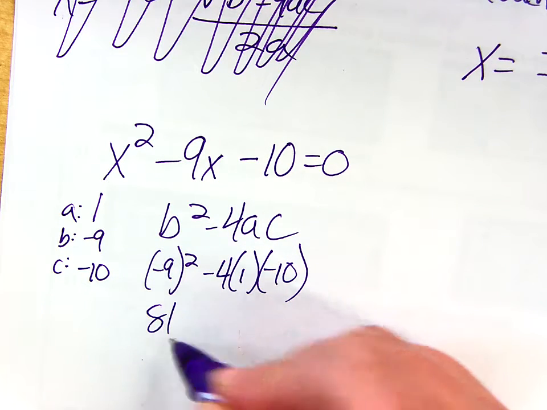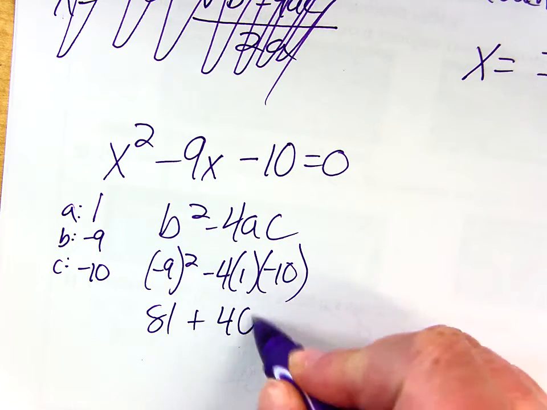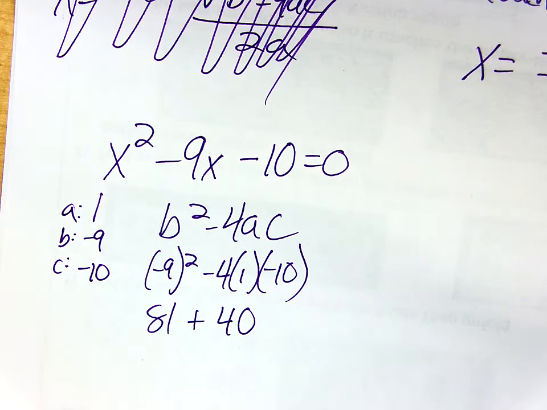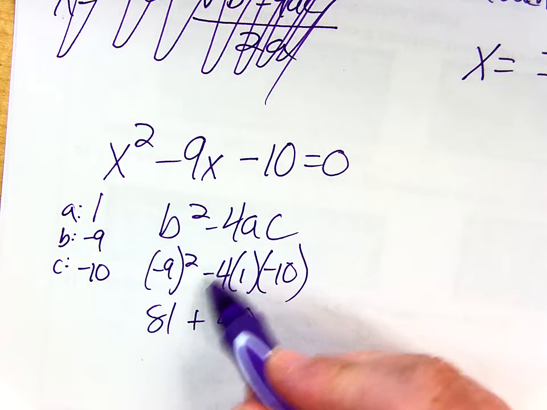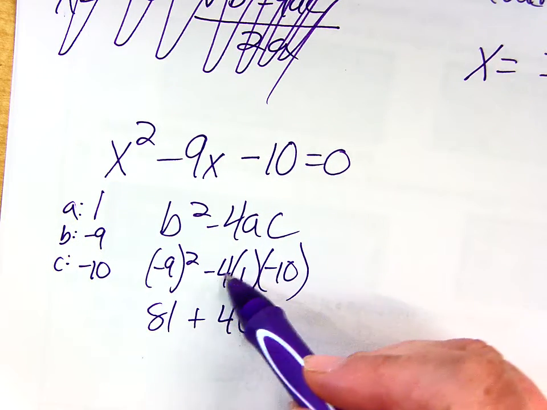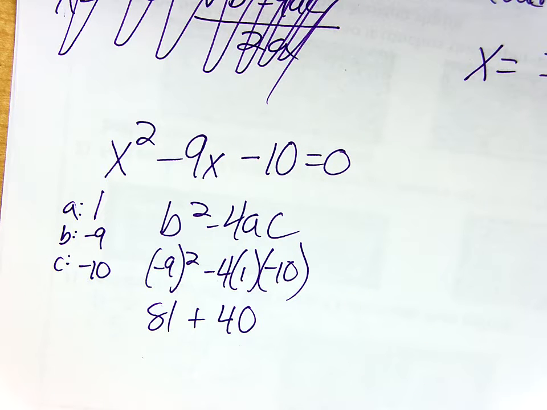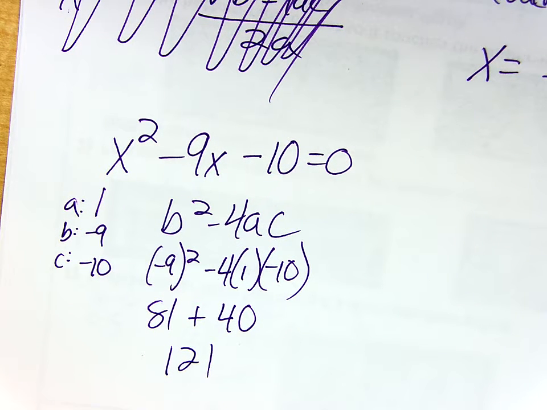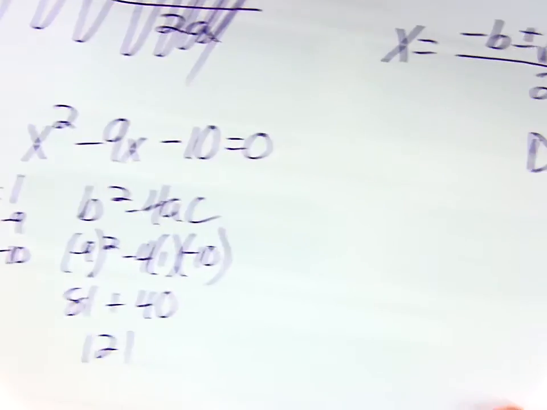Did you get positive 81 plus 40? Watch your signs, people, right? Negative 4 times 1 times negative 10 would be a positive 40. Just treat this like a negative 4. It gets too confusing if you're trying to do this and then minus it. Just negative 4 times whatever you have in these two. So much easier. So now my discriminant is 121. Is that what you got? So it's positive. That means I'm going to have two solutions. Let's find out what those two solutions are.